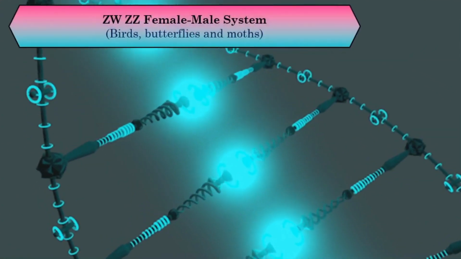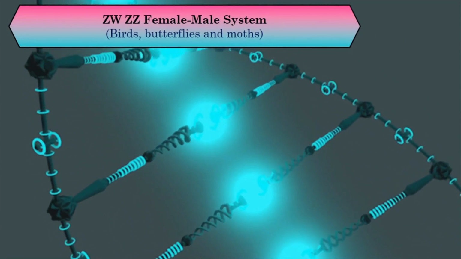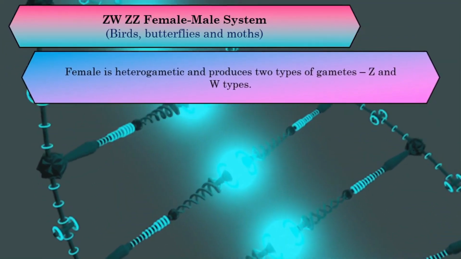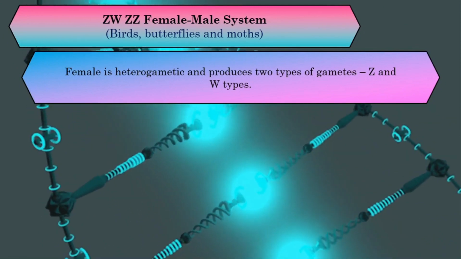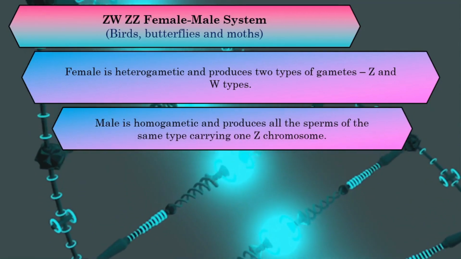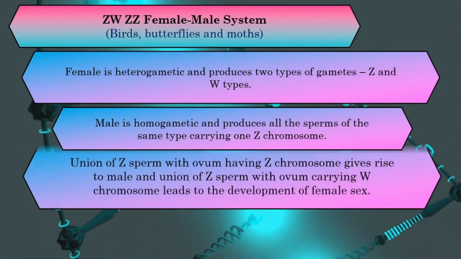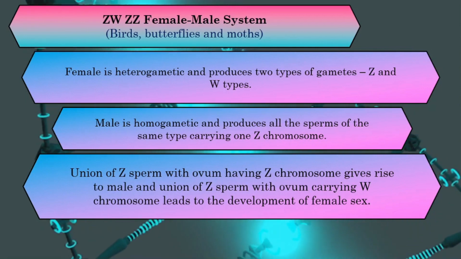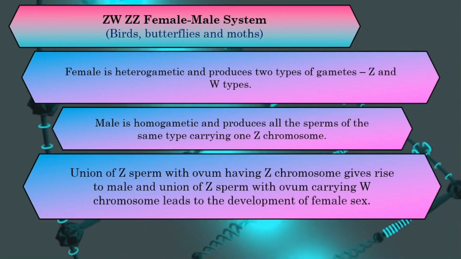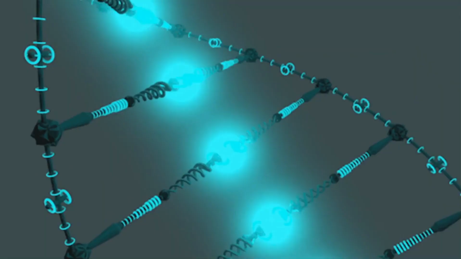The last system of allosomal sex determination is the ZW-ZZ female-male system, which is found in birds, butterflies, and moths. The female is heterogametic and produces 2 types of gametes, the Z and the W types, while the male is homogametic and produces all the sperms of the same type carrying 1 Z chromosome. The union of a Z sperm with an ovum having a Z chromosome gives rise to a male, and the union of a Z sperm with an ovum carrying a W chromosome leads to the development of a female.